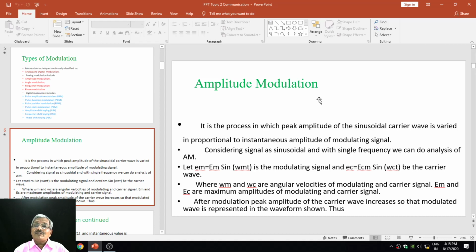As we have already studied the definition of modulation, it is the process in which some of the parameter of high frequency carrier wave is varied in accordance with that of parameter of the signal to be modulated or signal to be transmitted. By keeping this definition in our mind, we can define amplitude modulation. Amplitude modulation is the process in which peak amplitude of the sinusoidal carrier wave is varied in proportion to the instantaneous amplitude of the modulating signal.